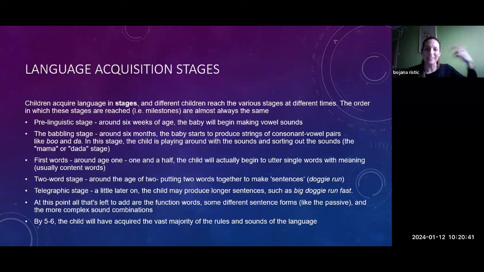So then later, these function words such as the articles and stuff like that, the child notices already, probably at 2, that there is something, but not sure what it does or how to use them. So this is why it's coming later in production, but they can understand full sentences very early on.